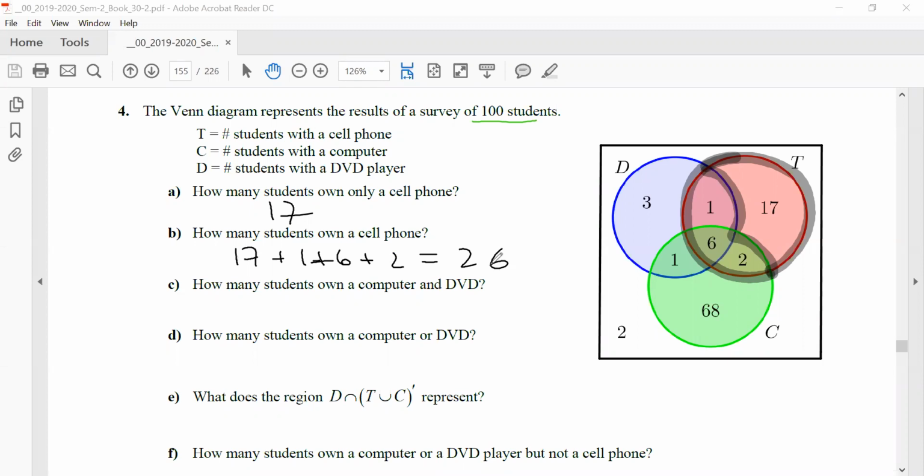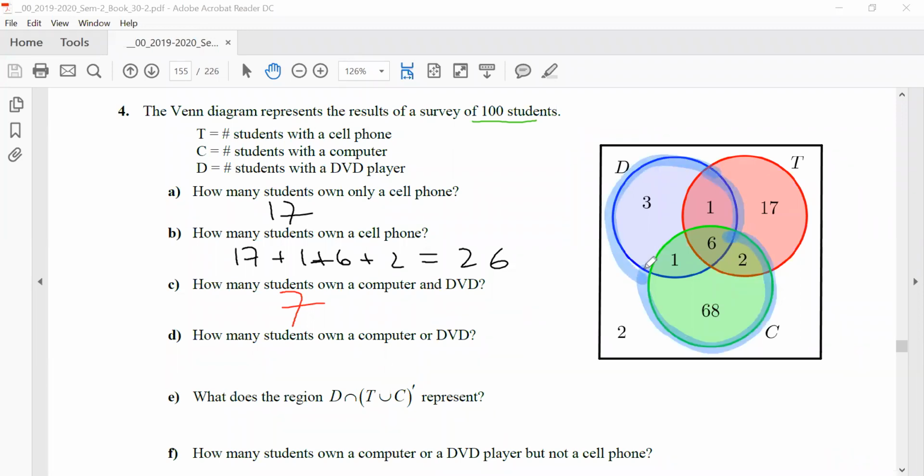How many students own a computer and a DVD? Computer and a DVD, that region right there. 7. How many students own a computer or DVD? Computer or DVD, union, we're getting bigger.